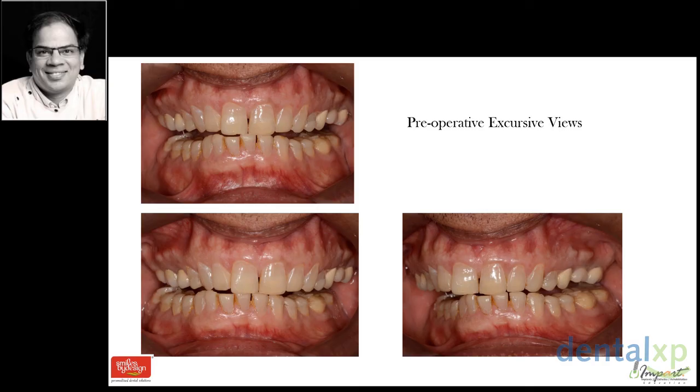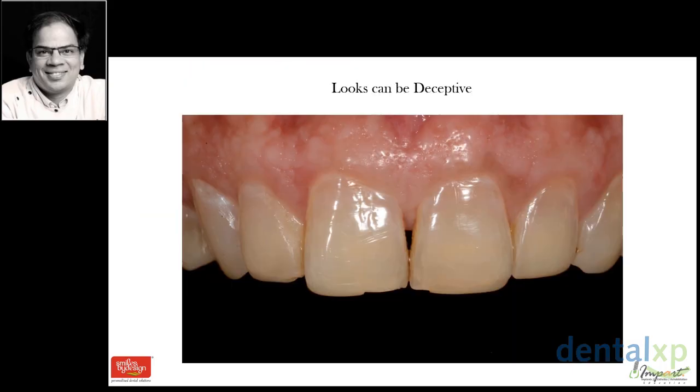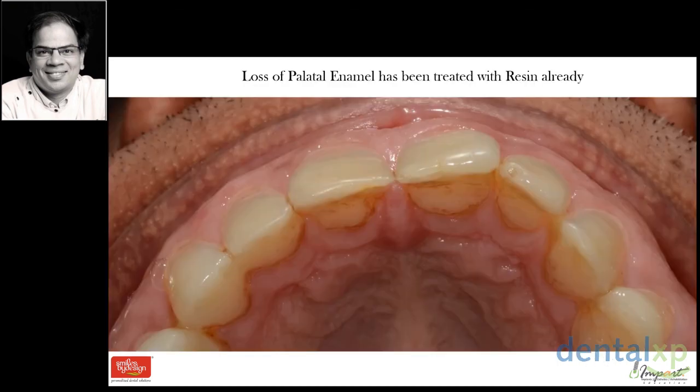The looks can be deceptive as the labial surfaces are nice here, but lingually the entire tooth structure has been eaten up by acid erosion, and the patient did have a history of previous gastric reflux, but now he's treated for that, and the previous dentist has done some form of composite veneers, very nicely saved that tooth, but now he wants to reset further.